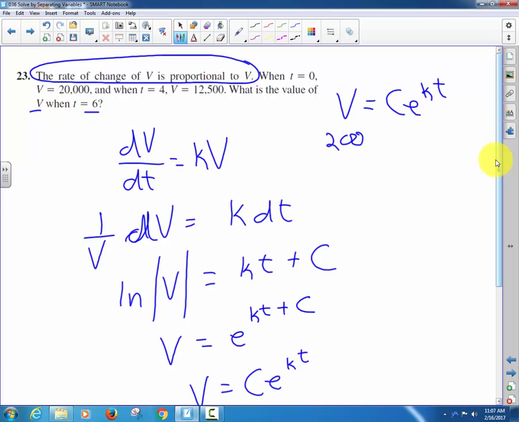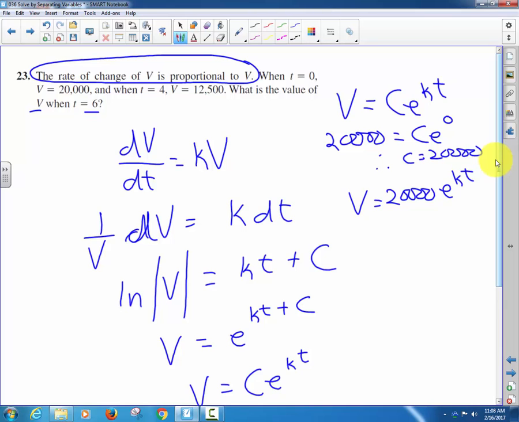Right. So if we use that first piece of information, 20,000 equals CE to the 0 power. And E to the 0 is 1. All right, so now we can change it. We've got V equals 20,000 E to the KT.